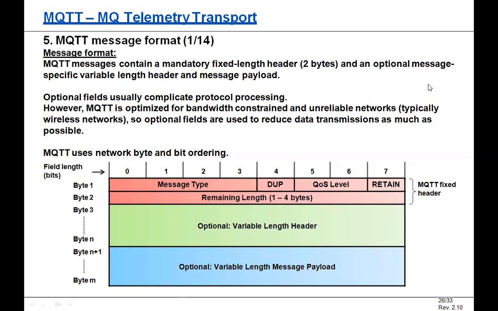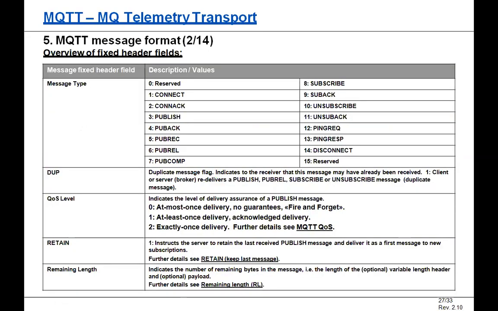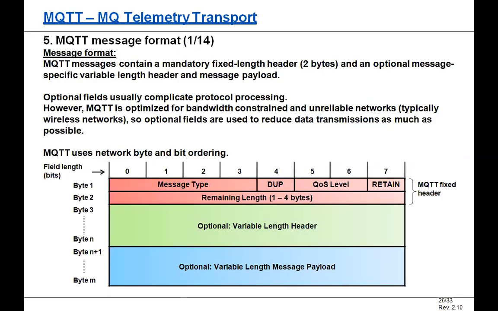The first byte 1 and byte 2 of the message are all about the fixed header of MQTT. Fixed header means these things will always be there. The first 4 bits are the message type. The next bit is DUP, the duplicate message flag, which means you are sending the same message again, saying this is a duplicate of the previous one. Then the next 2 bits are the quality of service levels.